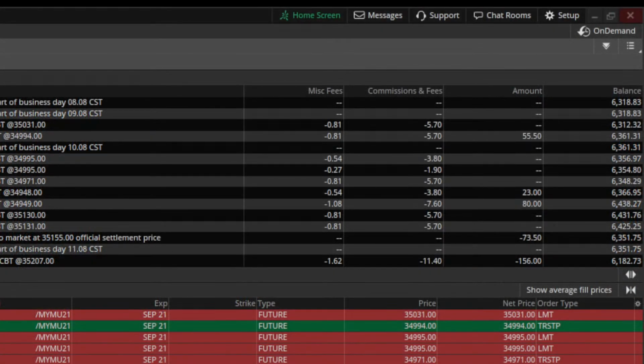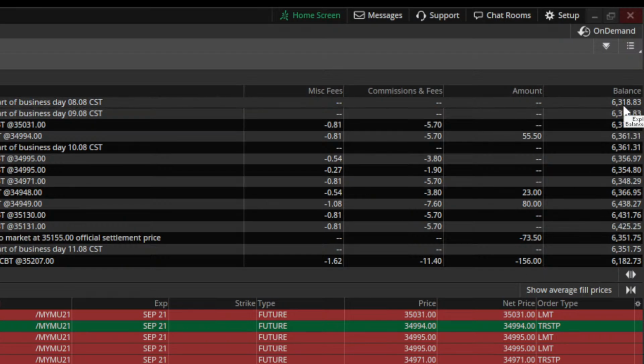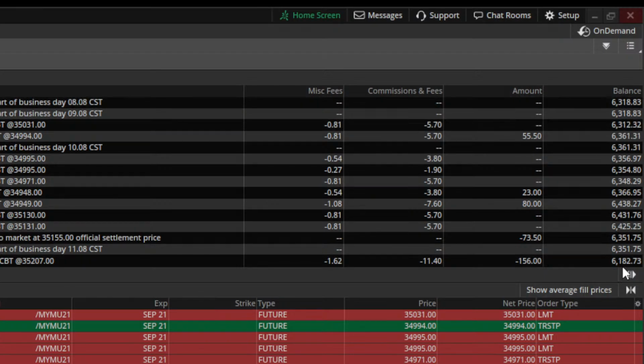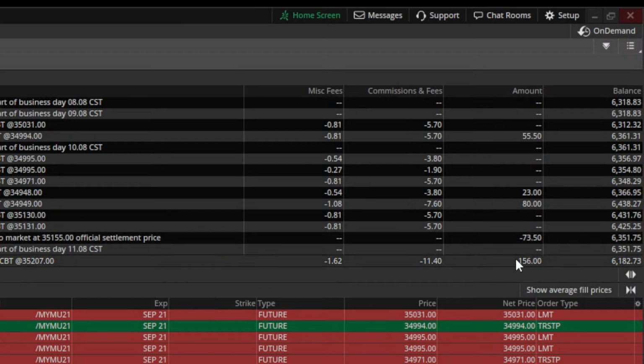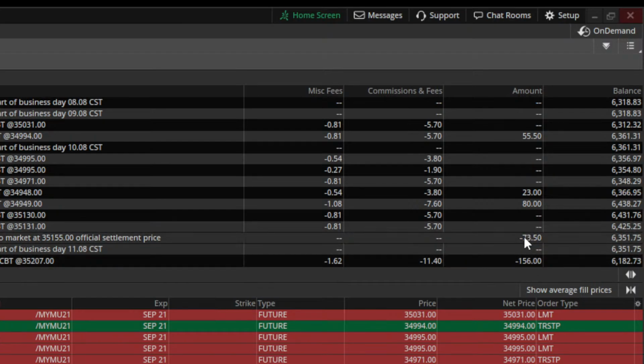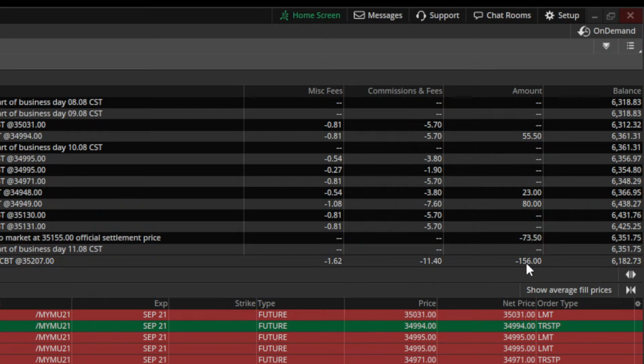Let's see. This is from Sunday to today. I started my week at $6,300. We're at 6,182 right now. I had some silly trades that I lost money on last night, but it was a good loss because I had a stop loss, and I'm quite happy. I'm improving as a trader by leaving my stop loss there.